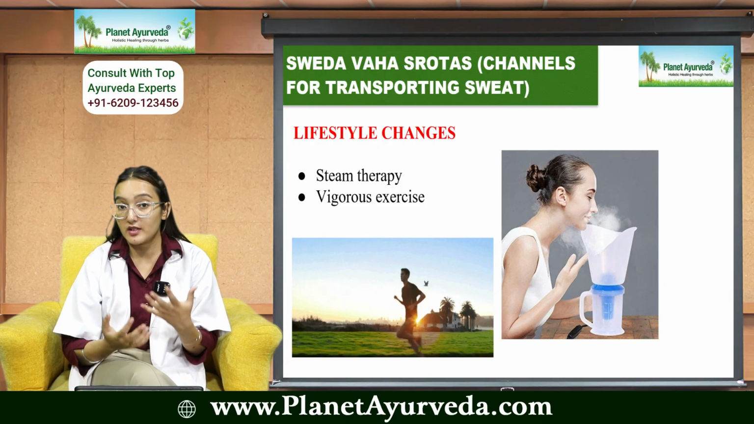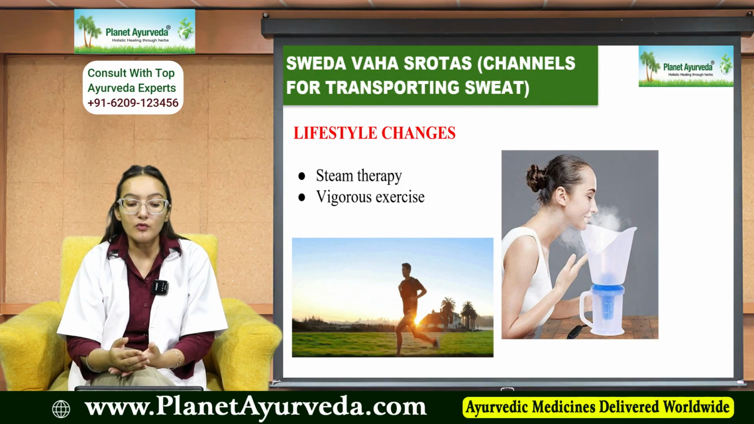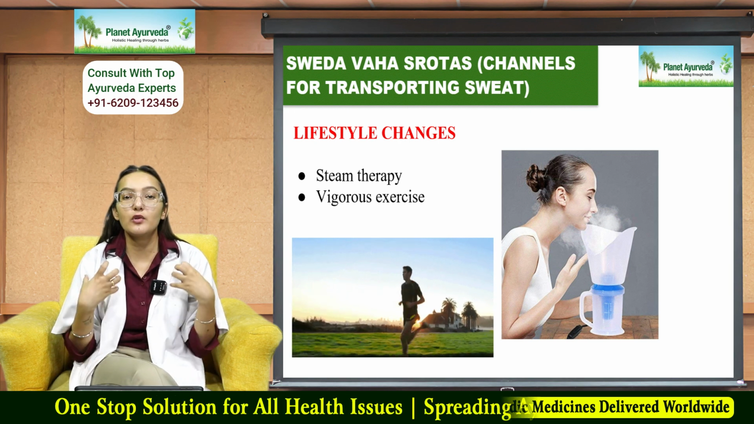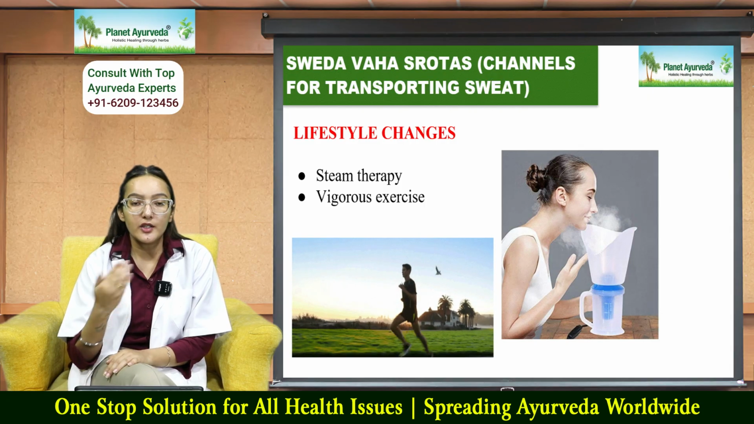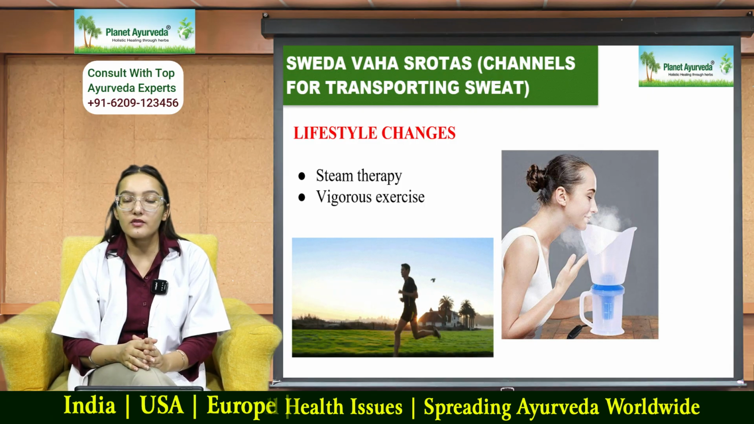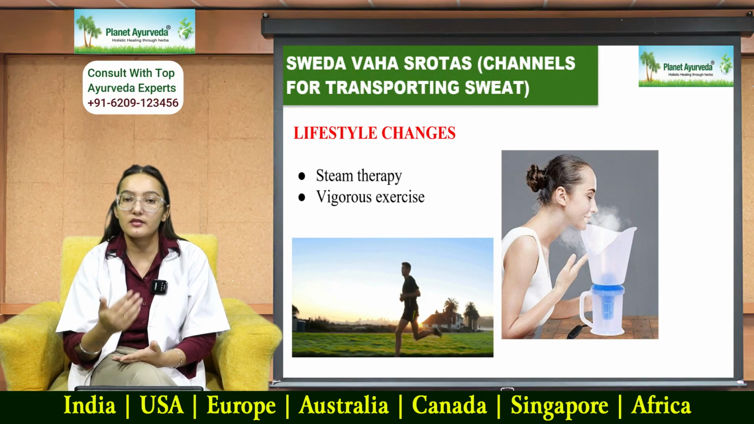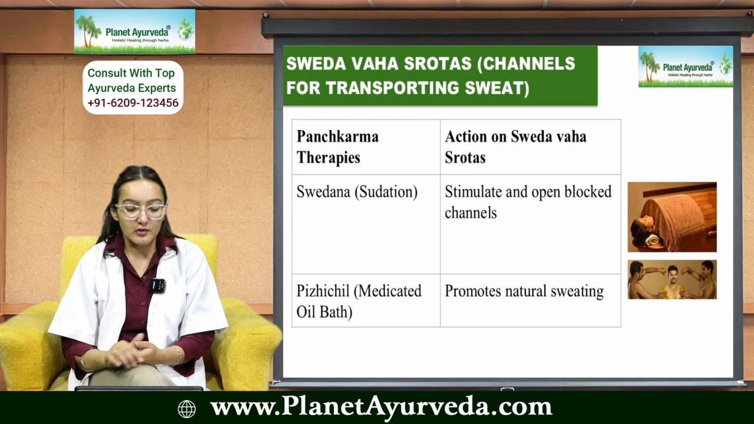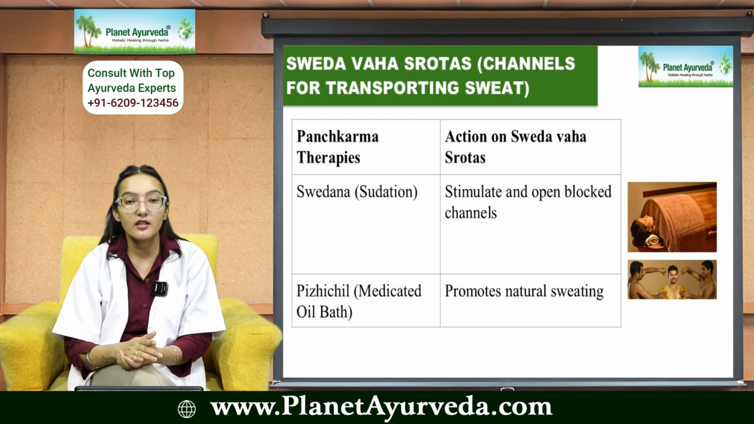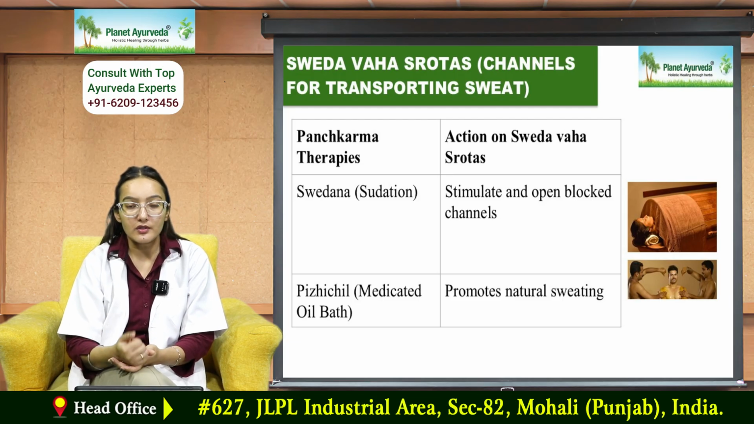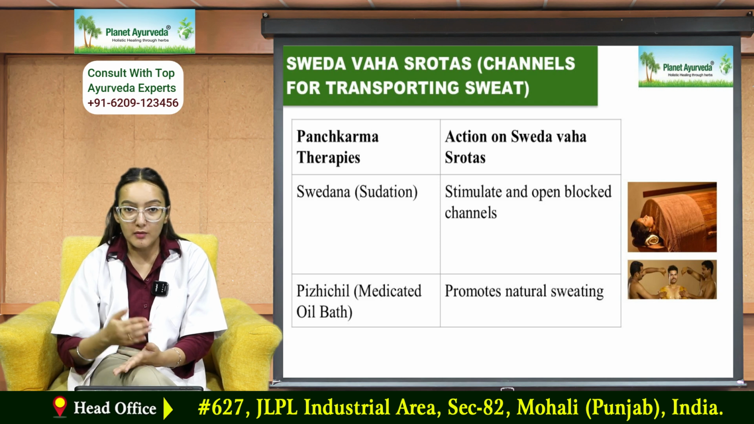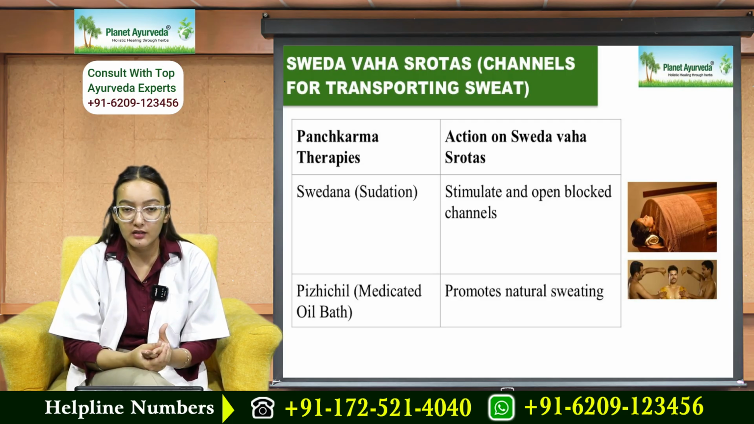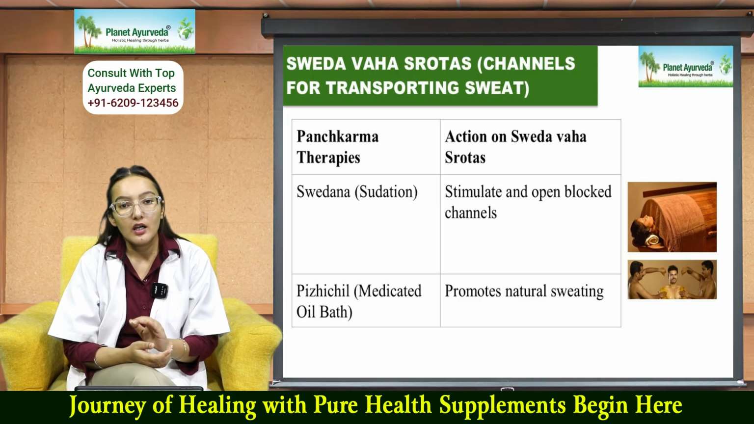Then come the lifestyle changes. Steam therapy will help. We give steam therapy of the whole body, so we can advise a steam spa. It will help clear the blockages from the sweat glands and further reduce cases of anhidrosis or hypohidrosis. In such cases, we can also ask them to do vigorous exercises. Then come Panchkarma therapies. In Panchkarma, Swedana or sudation means steaming. Direct Swedana will stimulate and open up the blocked channels. And Pizhichil, a medicated oil bath, will promote natural sweating. This is also helpful in case of anhidrosis or hypohidrosis.